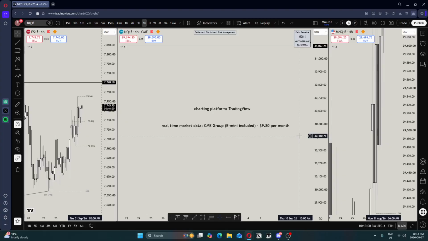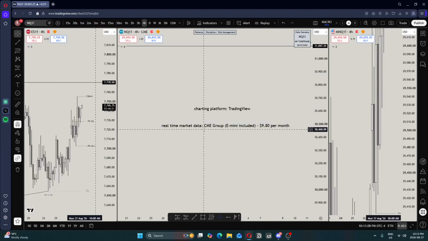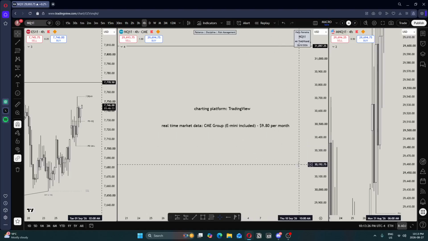So to get access to real-time market data, you will need to purchase this subscription for TradingView. All you need to do, if you search up TradingView real-time market data, you'll find the site which you could purchase this at. And this is the exact bundle that you need to buy. The CME group, which is E-mini included. And this is $9.80 per month, Canadian dollars. That's what it comes out to. It's very cheap.